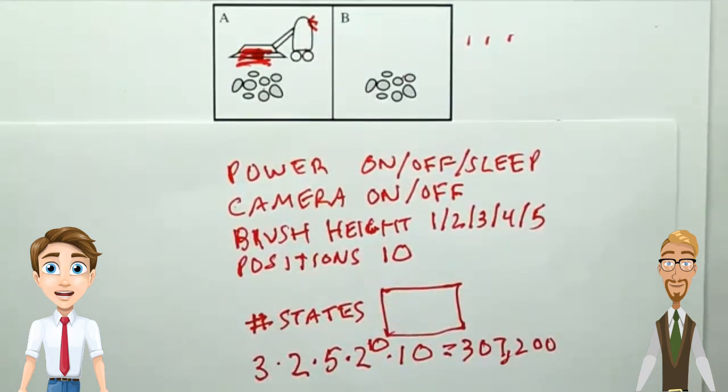And notice how a fairly trivial problem, we're only modeling a few variables and only 10 positions, works out to a large state space. And that's why we need efficient algorithms for searching through state spaces. The number of states is 307,200. It is computed from 3 times 2 times 5 times 2 to the 10th times 10.